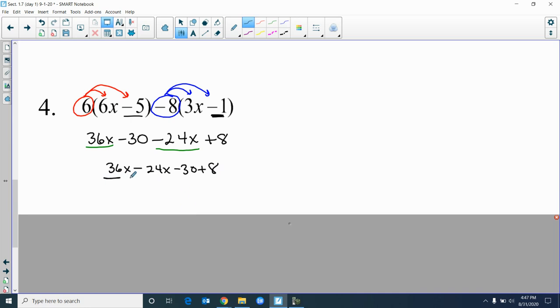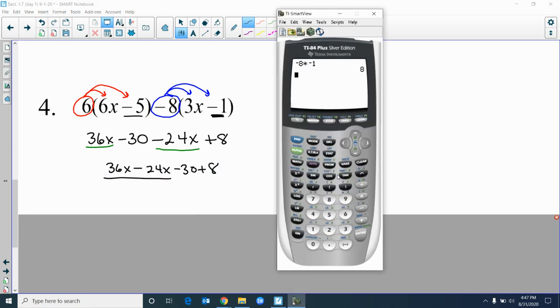And so now I have to add those two together, 36 minus 24. And if you got it, then you don't need to use your calculator. If you're not sure, use your calculator. Hold on.